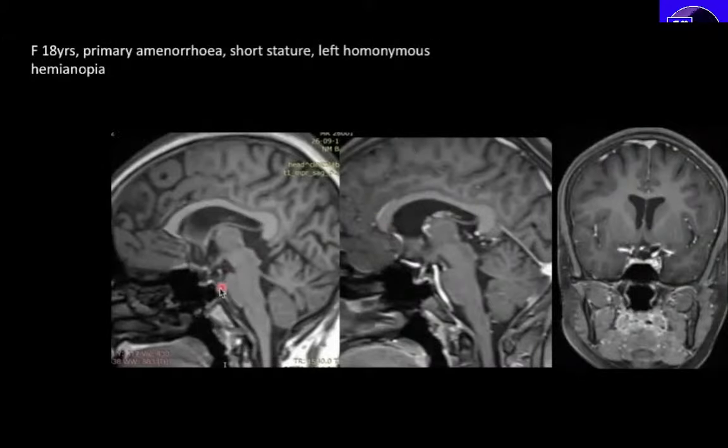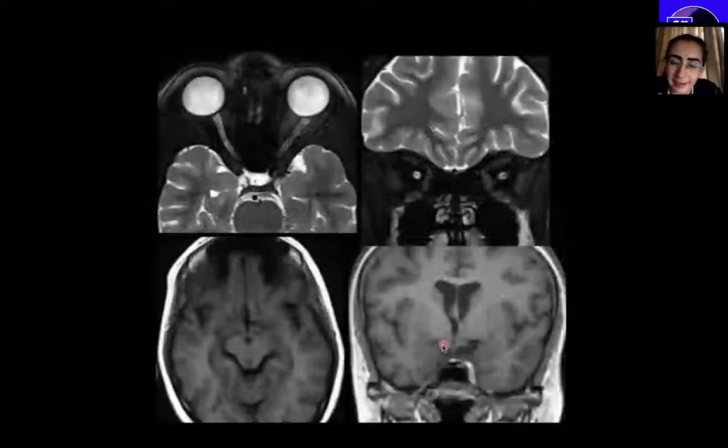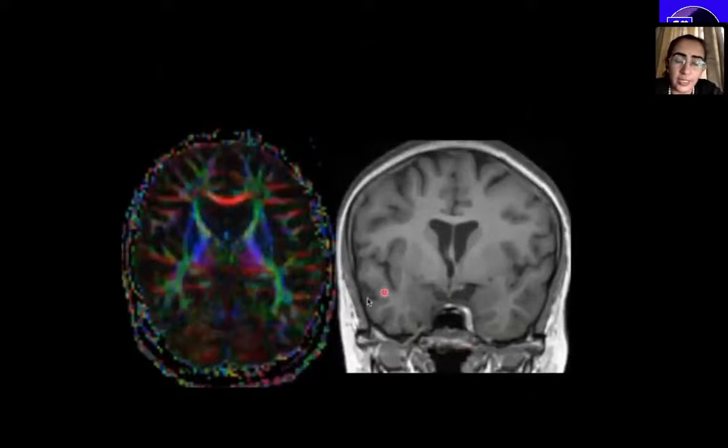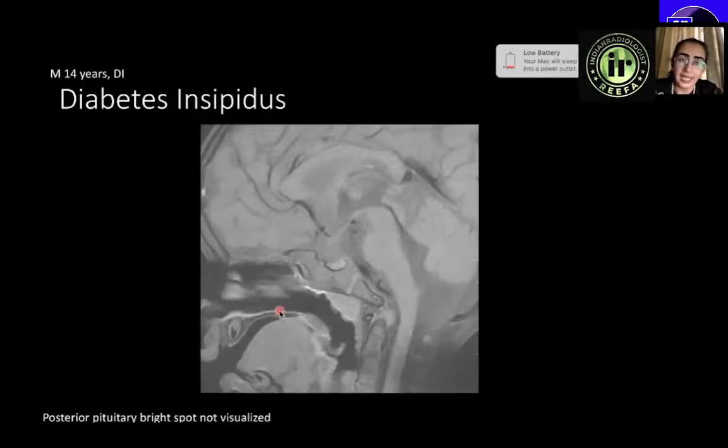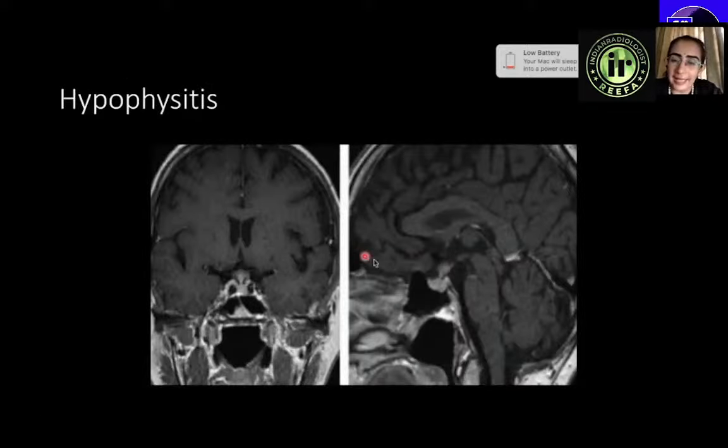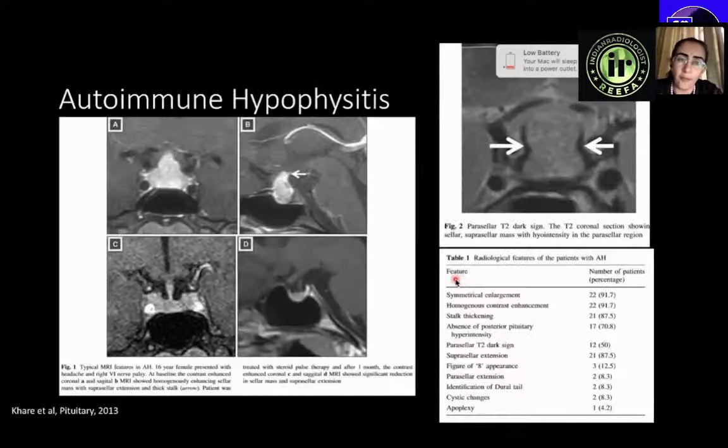Here we have another patient with short stature, adenohypophysis is hypoplastic, and we also see that the right optic tract is not myelinated as compared with the left optic tract, which is well myelinated, which is well seen on the DTI images also. There is differential intensity of both the optic tracts. The right optic tract and radiation is different in signal intensity. Here we have a patient with diabetes insipidus, posterior pituitary bright spot may not be seen, or they can show intense enhancement of the infundibulum in patients with hypophysitis.